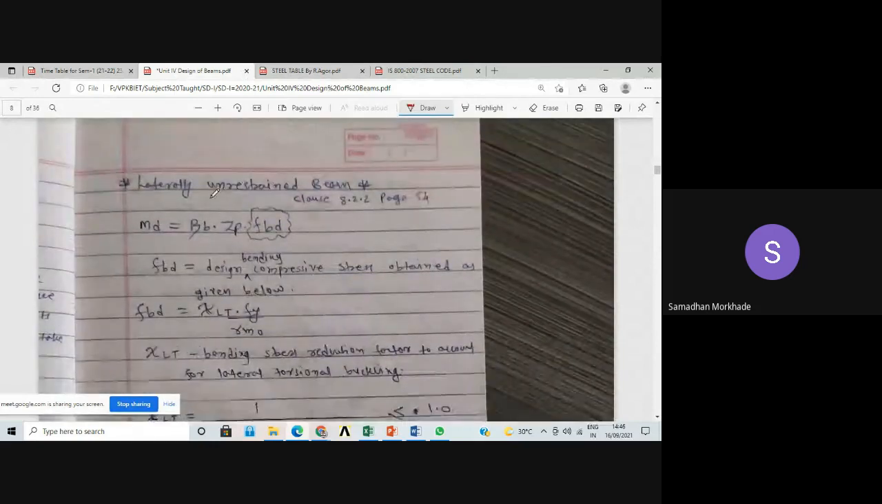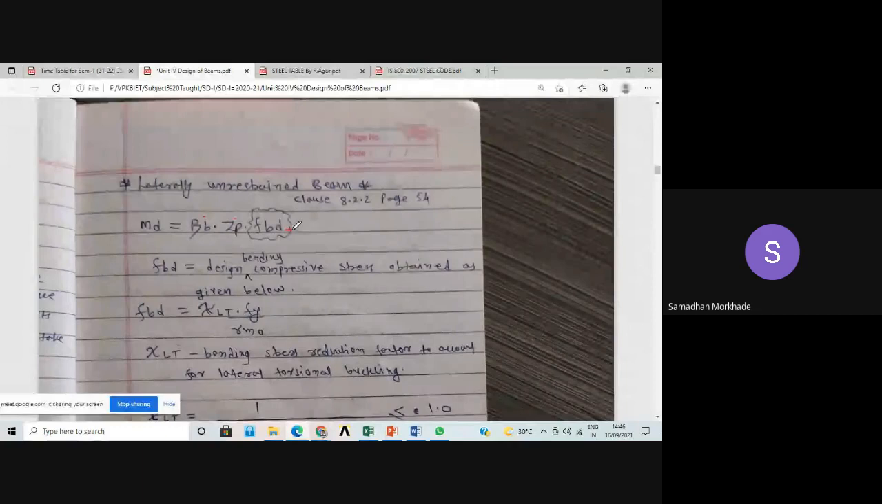Now, these formulations we have discussed: for the laterally unrestrained beam, the formulation is Md equal to beta b Zp into fbd. I am repeating everything from the previous lecture so that your tune will be proper. Within a short 10 or 15 minutes, there will be a revision of all the things we have studied earlier. So beta b is common, Zp is common, only fbd changes in the laterally unrestrained beam, and calculation of this fbd will be a very lengthy task.